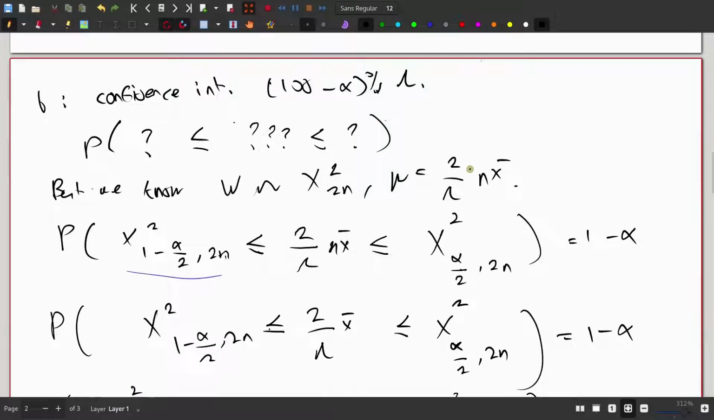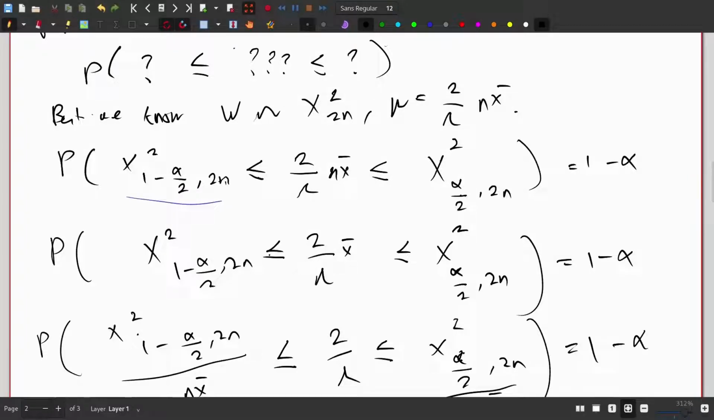And now we move on to question B, which says that we have to construct the confidence interval for lambda. What we don't know is what the base distribution says, but we know that W must be chi-squared of 2n, and that W must be equal to 2 over lambda times n of x bar. So if we know the distribution and the definition, we can substitute that into our expression.